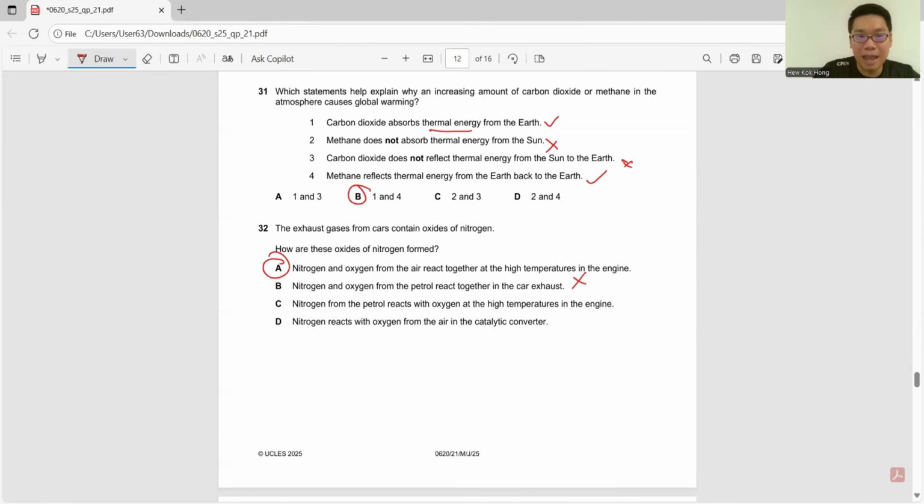No, it's actually from the air. Nitrogen from the petrol has nothing to do with the petrol, reacting with oxygen from the air in the catalytic converter. This is to remove the oxides of nitrogen, not form them.